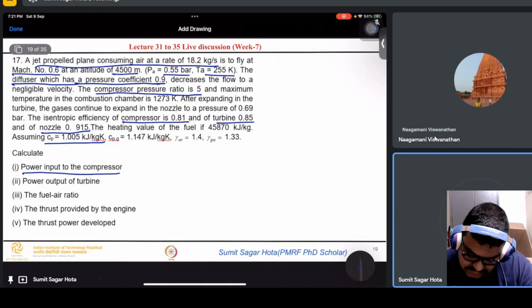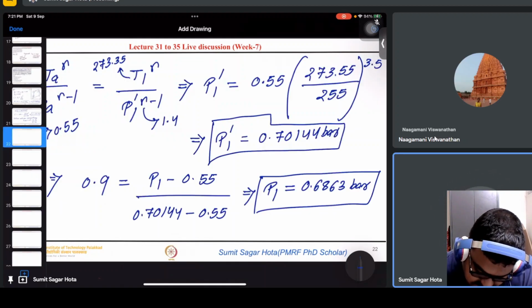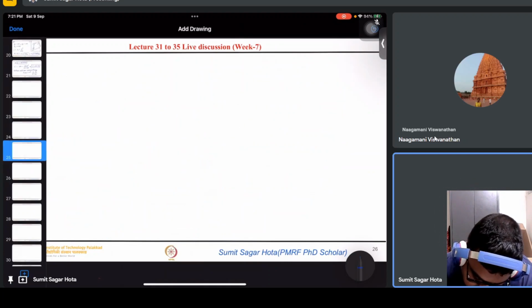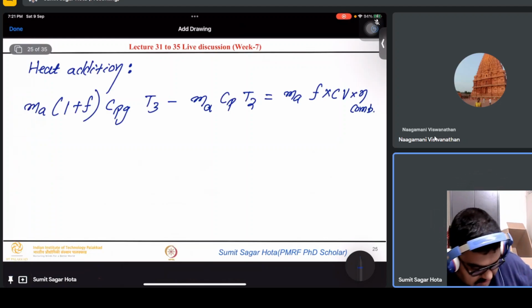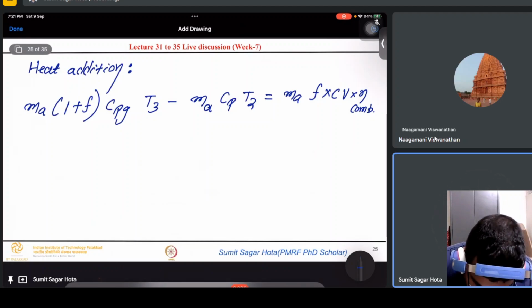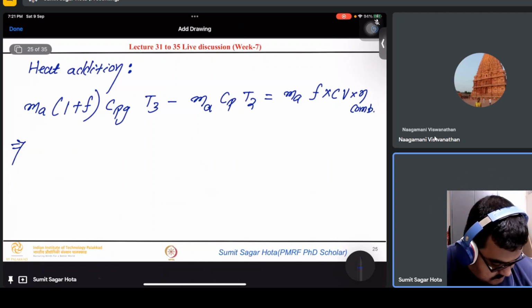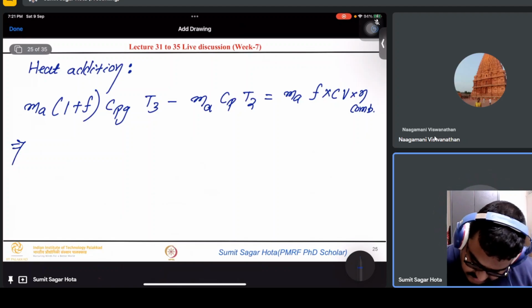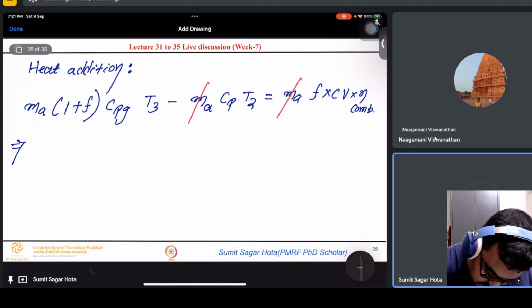Okay, so that's the reason this small f is written, very small f. Small f is your fuel-air ratio. So substitute all these values. You see here one thing is common, m dot a. M dot a is found everywhere, so cancel m dot a.